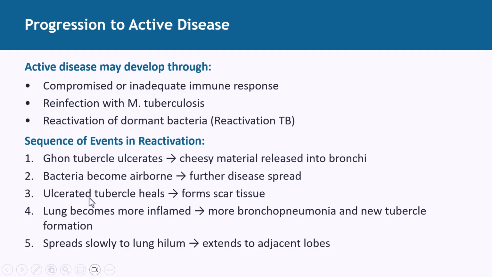The ulcerated tubercle heals and forms scar tissue, but the surrounding lung becomes progressively more inflamed and more tubercles form. Without treatment, this process spreads downward to the hilum of the lungs and then adjacent lobes. The disease is characterized by long periods of remission when it appears to calm down, followed by sudden periods of renewed activity. This is a slow, relentless progression if left untreated.